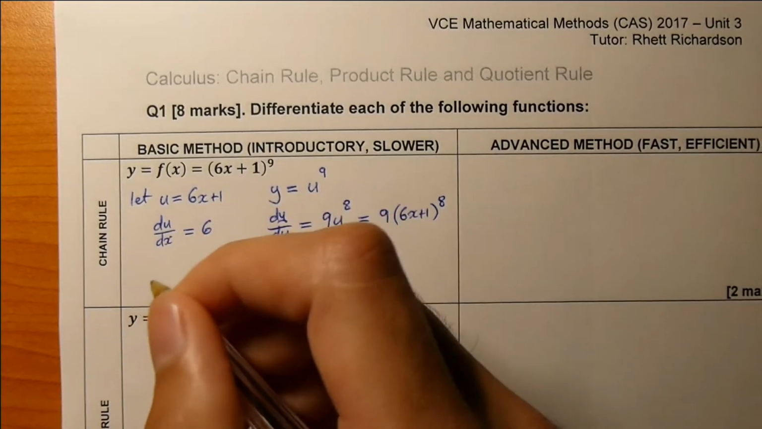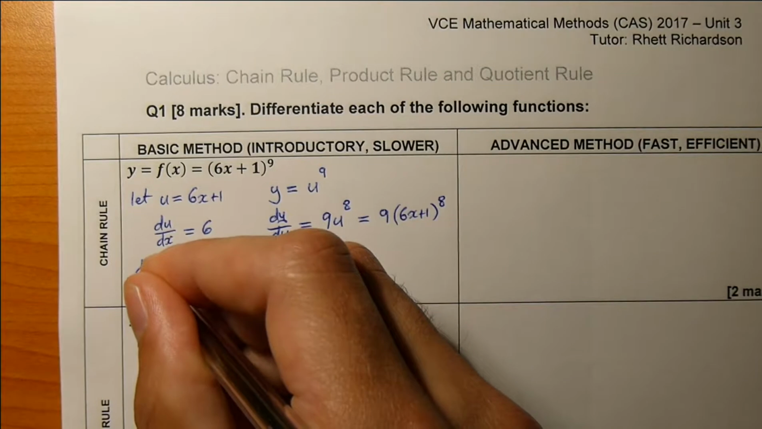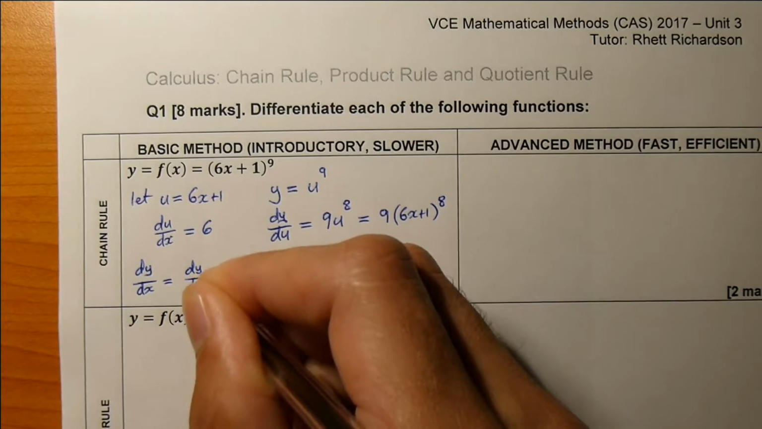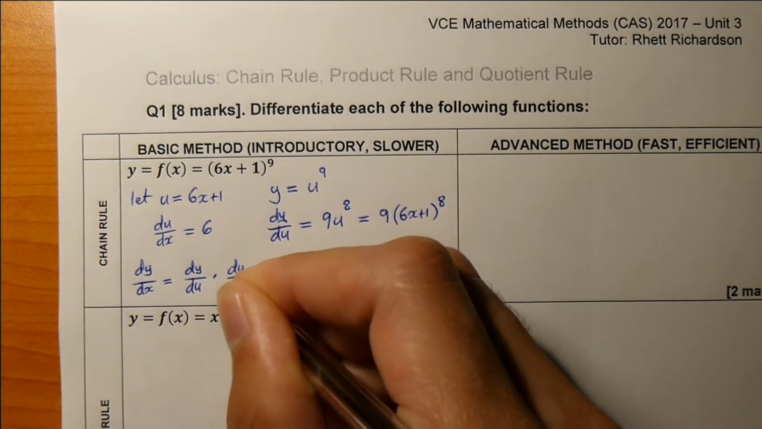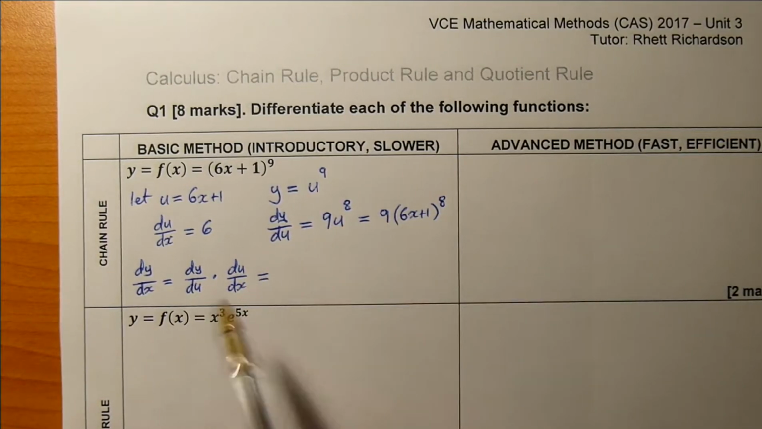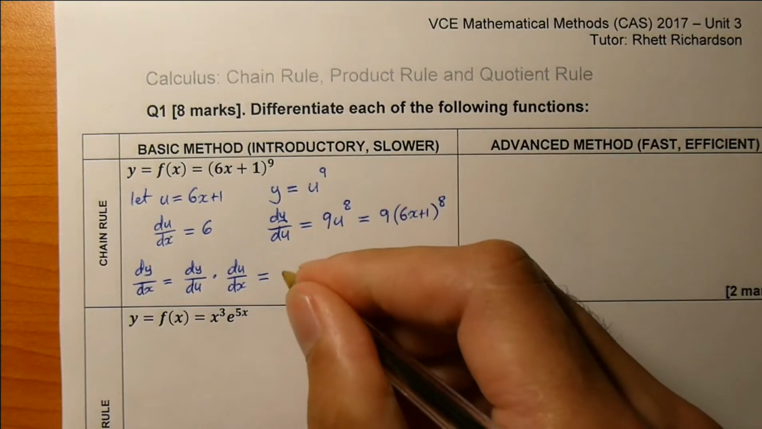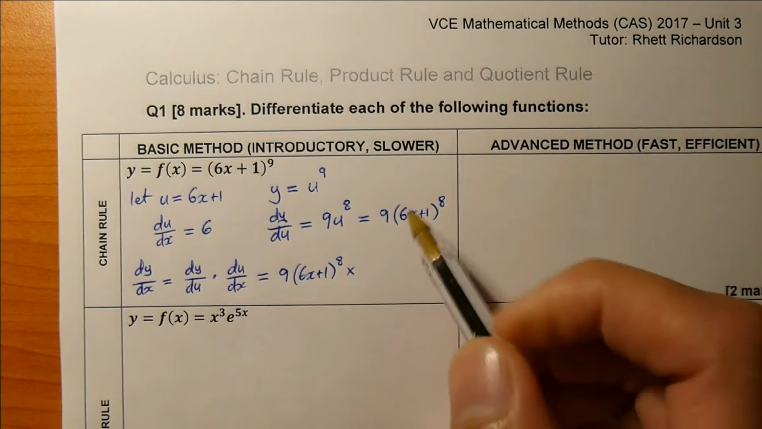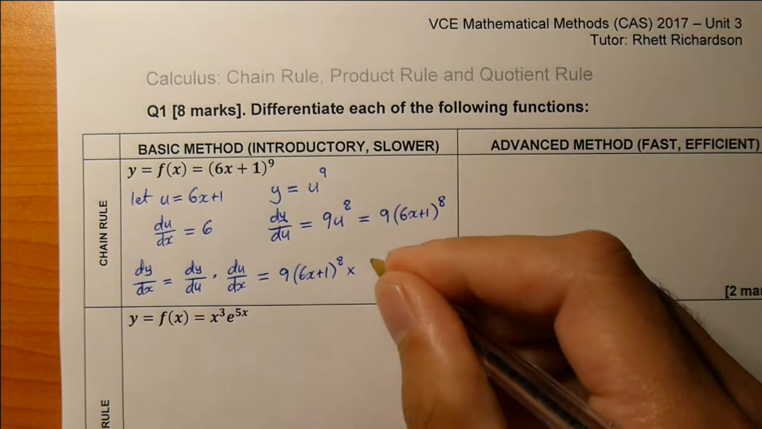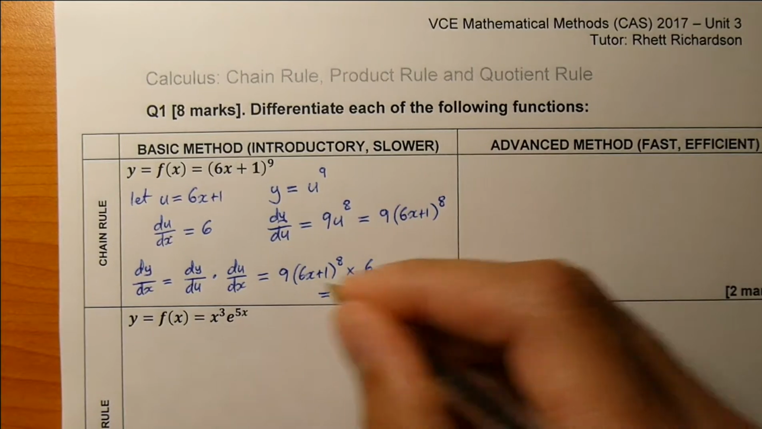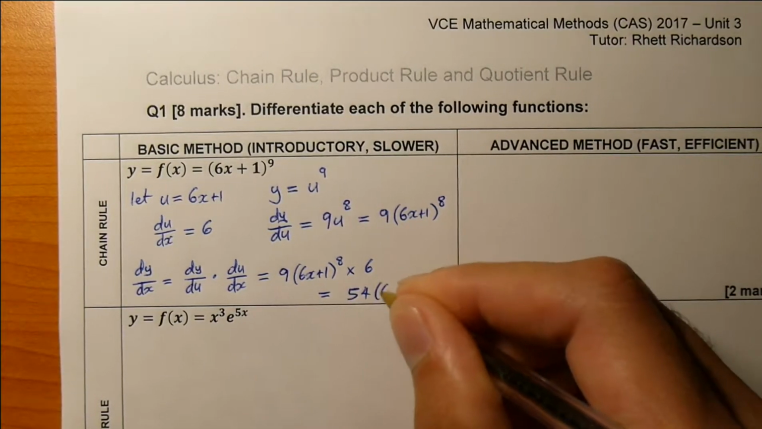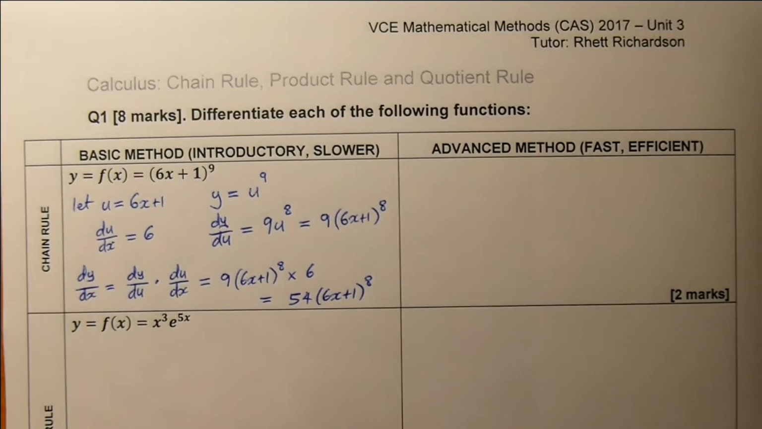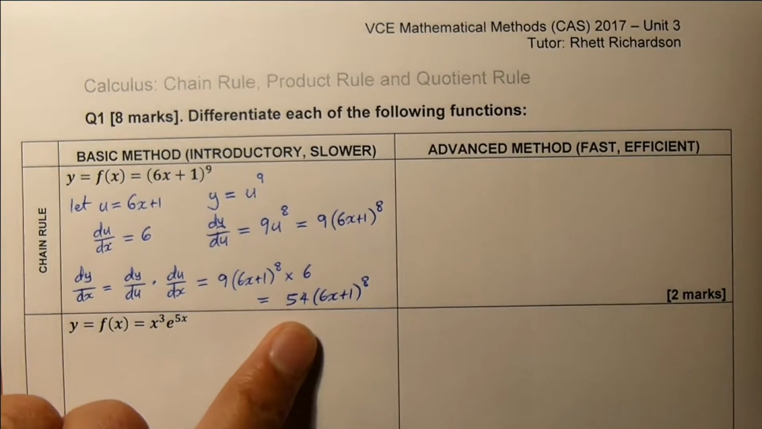Okay, so now I just want to put the parts back together. So dy/dx is equal to dy/du times du/dx, which is equal to dy/du, which is here, 9(6x plus 1) to the power of 8, times du/dx, which was 6, and I'm left with 9 6's make 54(6x plus 1) to the power of 8. Okay, and that's it for applying the chain rule and the derivative.